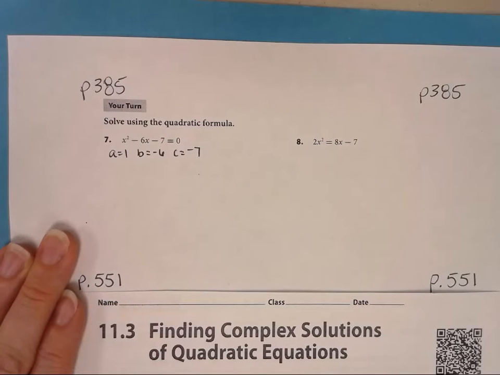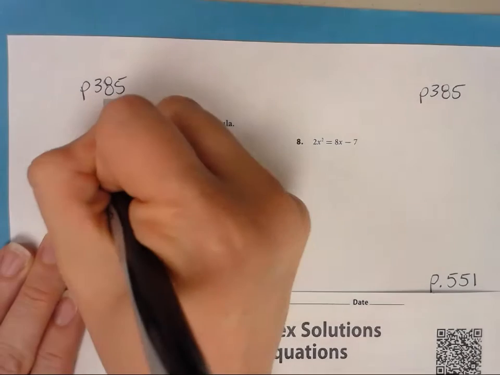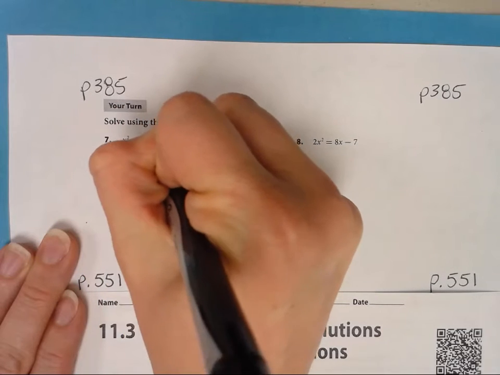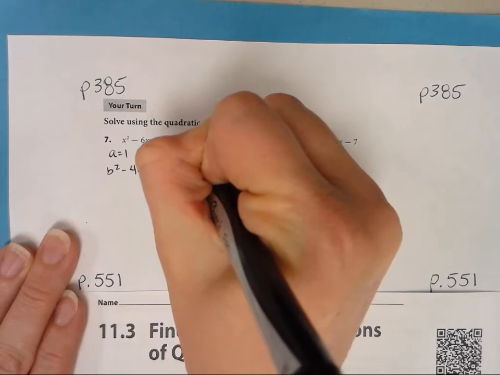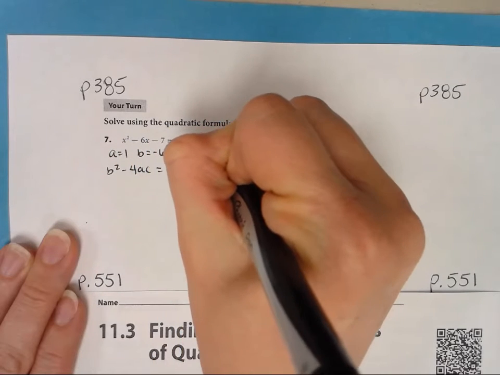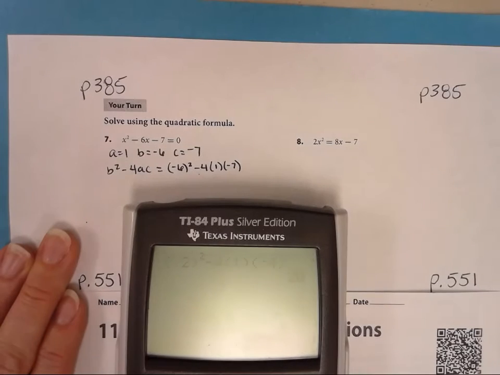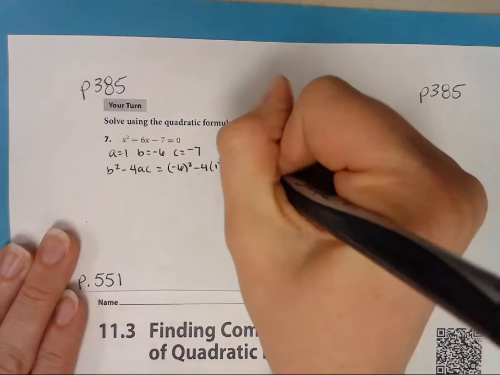Let's evaluate the discriminant. B squared minus 4AC. So -6 squared minus 4 times 1 times -7. That is a positive 64. So we'll know that we'll get two real solutions when we solve using the quadratic formula.